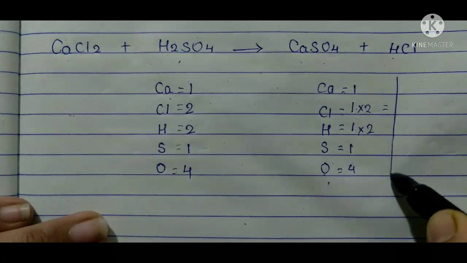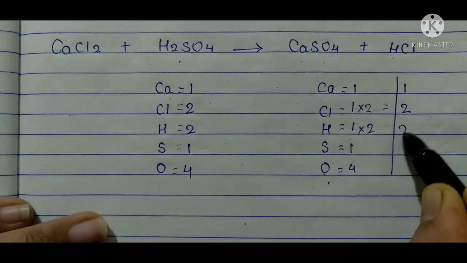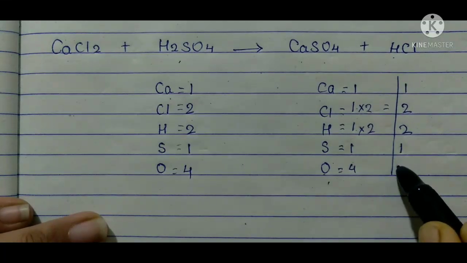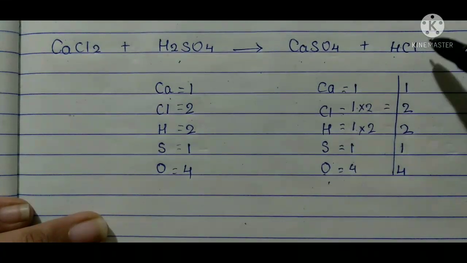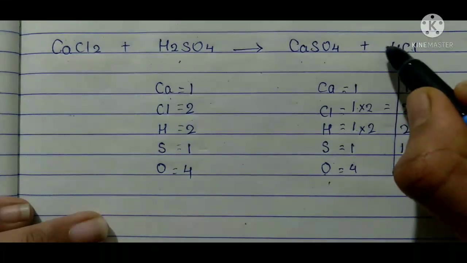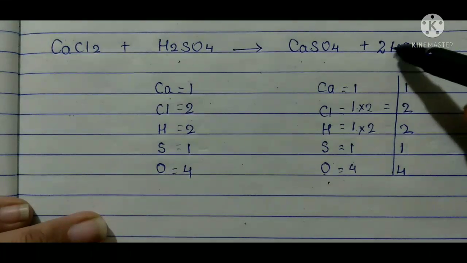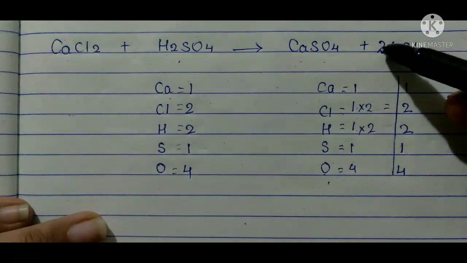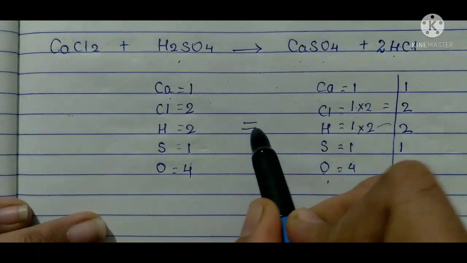Now the new numbers: Ca1, Cl2, H2, S1, O4. Where will I make this change? Here I have hydrogen and chlorine together, so I will write 2HCl. Now just see how many hydrogen, 2, how many chlorine, 2. Just compare, your equation is balanced.